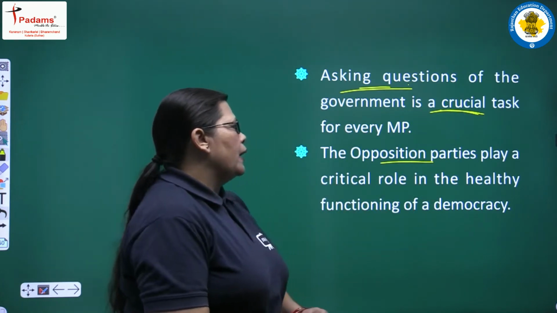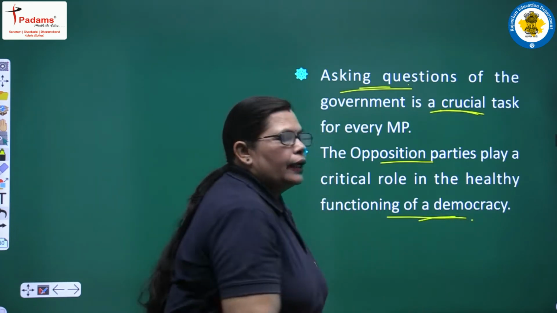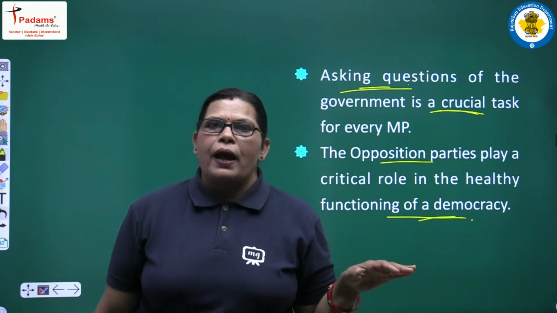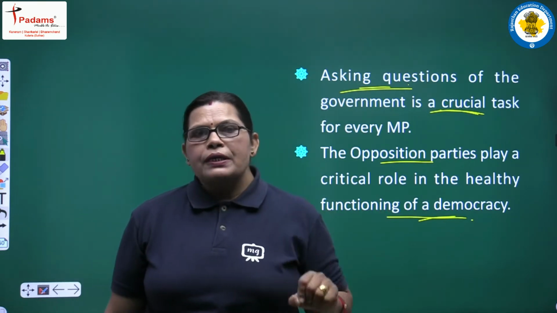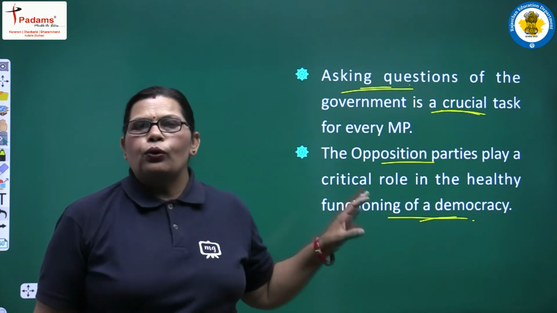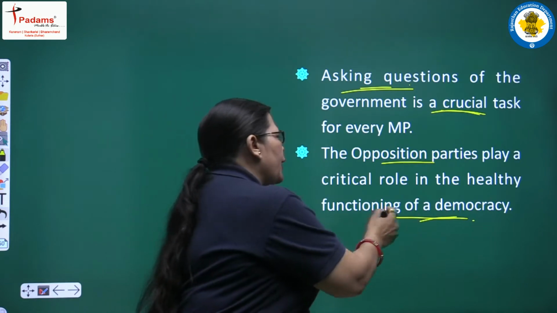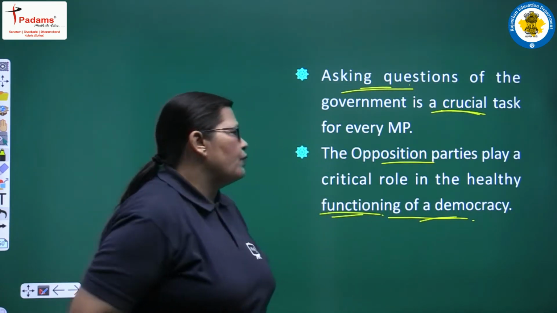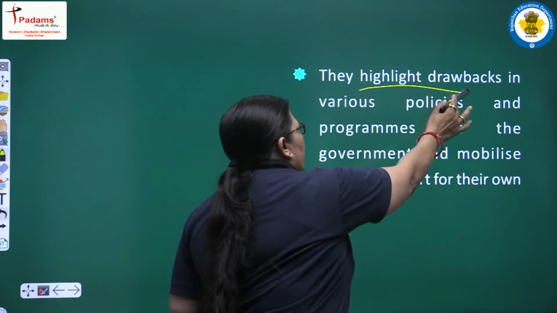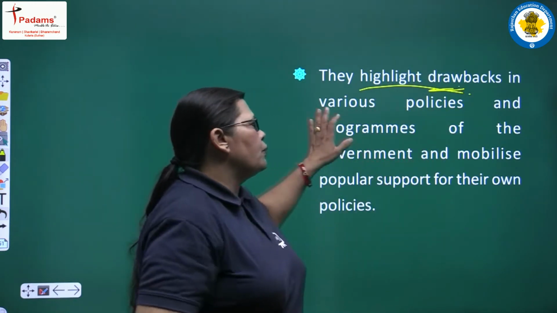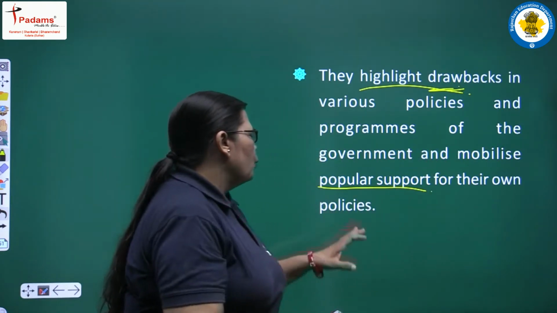The opposition parties play a critical role in the healthy functioning of a democracy. Yes, we had discussed in our previous part the majority party and the opposition party. At present, when we are discussing the role of the opposition party, then the opposition party has an important role in the healthy functioning of a democracy. They highlight drawbacks in various policies and programs of the government and mobilize popular support for their own policies.